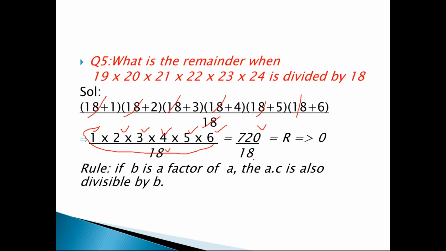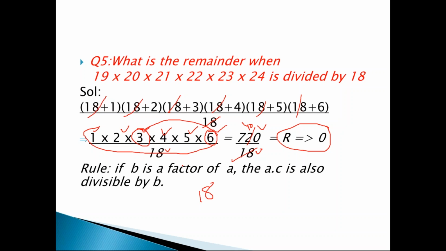Product of these numbers is 720. 720 is exactly divisible by 18. So there won't be any remainder. So the remainder will be 0. Or directly you can find the answer as 3. Product of 3 and 6 gives you 18. Product of 3 and 6 is 18.